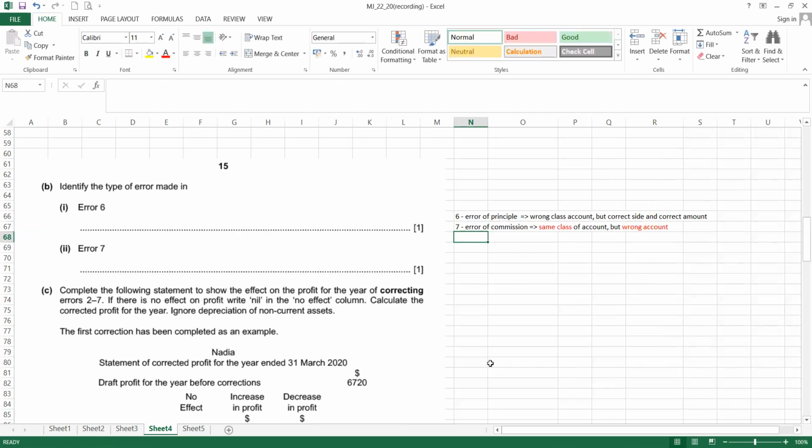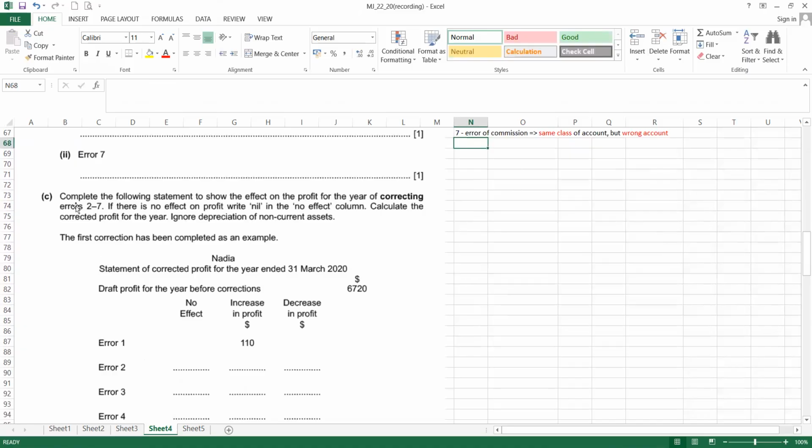Okay. Next, they asked to complete the following statement to show the effect on the profit for the year of correcting errors 2 to 7. If there is no effect on the profit, write nil in the no effect column. Follow the instruction and make sure you read the question properly. They say to write nil in the no effect column. And then calculate the profit for the year, ignoring depreciation.